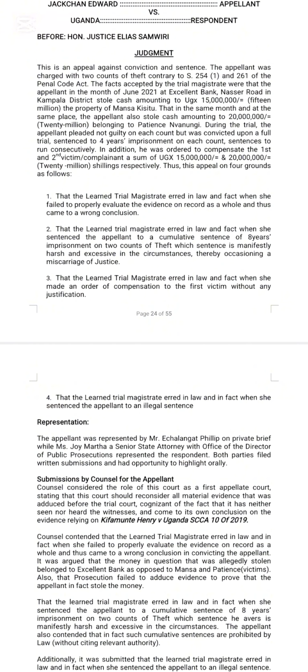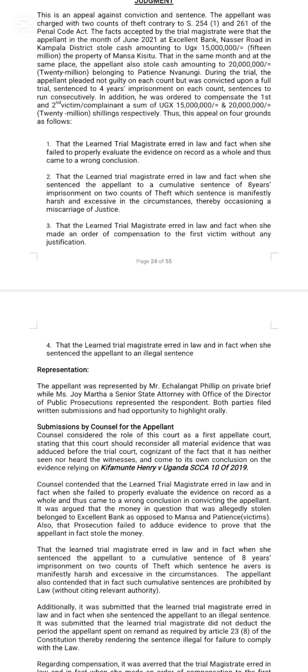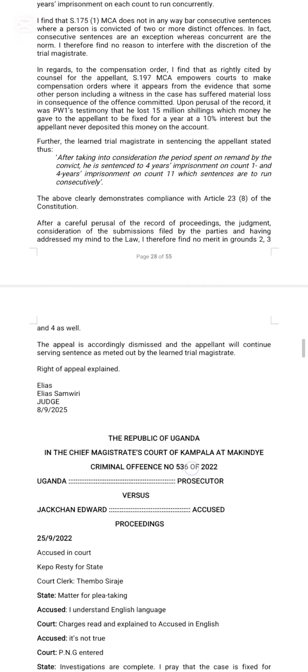The property of Martha Chisutu, that in the same month and of the same place, the appellant also stole cash amounting to 20 million belonging to Patience Funanji. During the trial, the appellant pleaded not guilty on each count, but was convicted upon a full trial, sentenced to 4 years imprisonment on each count, sentences to run consecutively. In addition, he was ordered to compensate the first and second victim a sum of 15 million. So you can run the judgment of this court.